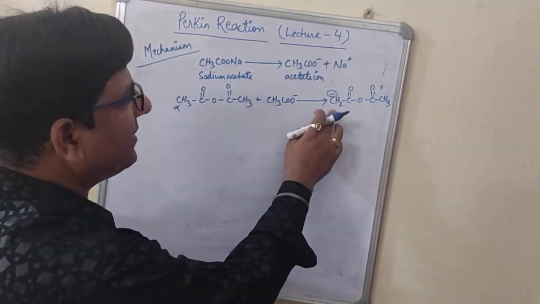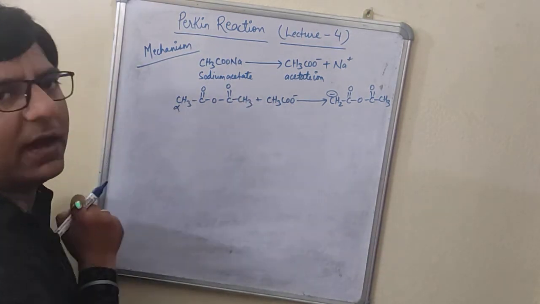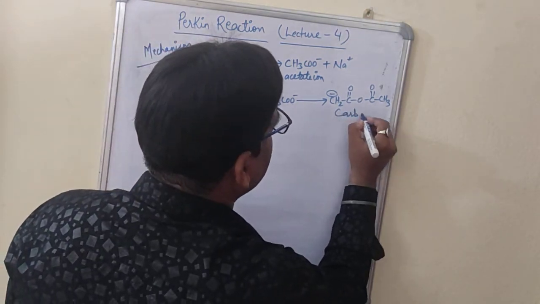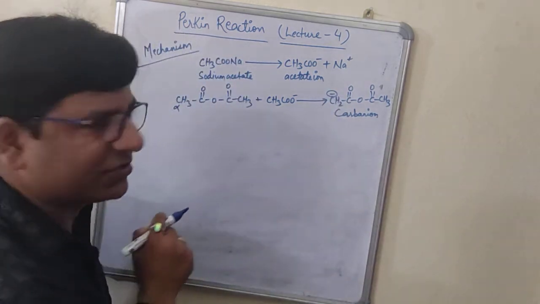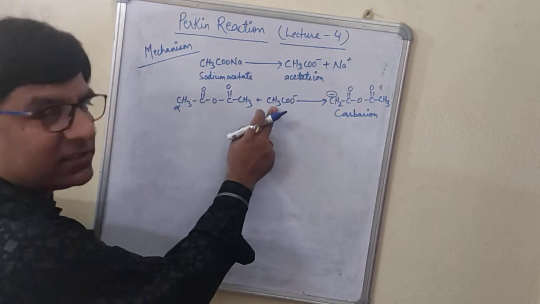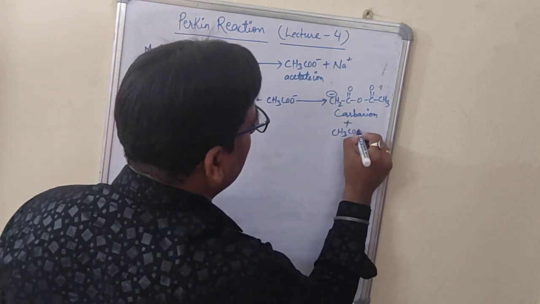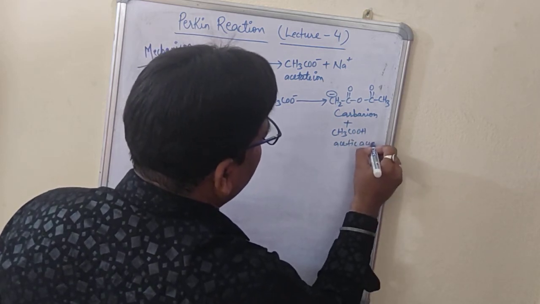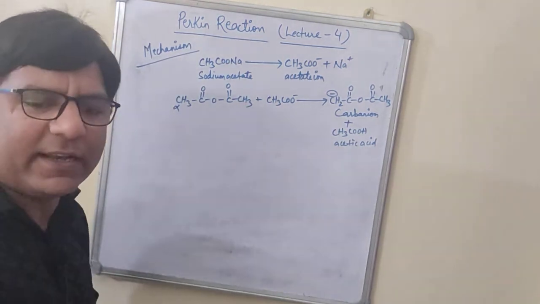Why are we giving the negative charge? Because this base has abstracted the alpha hydrogen. Now this is, you can say, a carbanion, because it is a carbon bearing a negative charge. Along with that, 1 hydrogen, the proton, has gone to the acetate, so there will be a formation of CH3COOH, that is acetic acid. Have you understood till here?